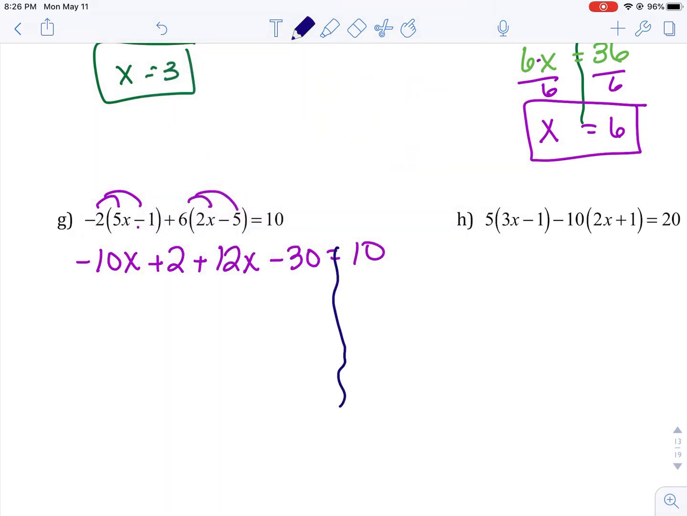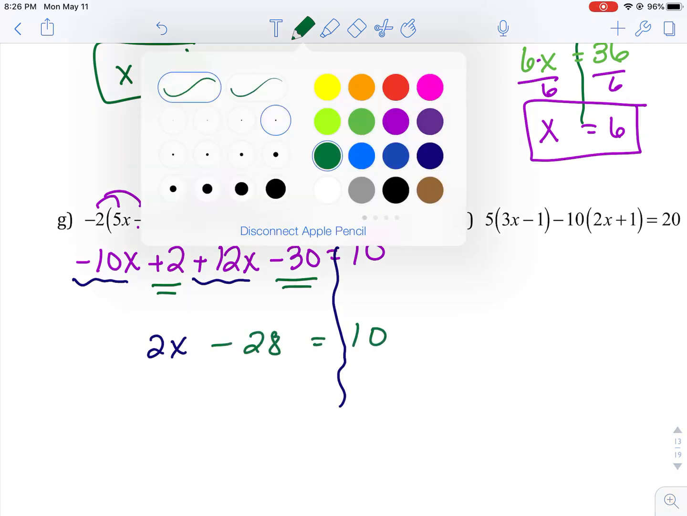So that has a lot more on the left-hand side, so I've got to combine some like terms. I've got a negative 10x and a positive 12x. 12 minus 10 gives me 2x. I've also got a positive 2 and a negative 30. That gives me negative 28, and that's equal to 10.